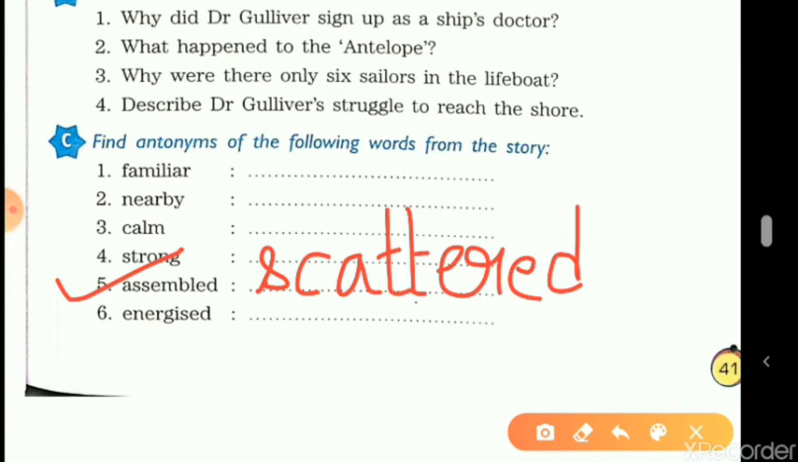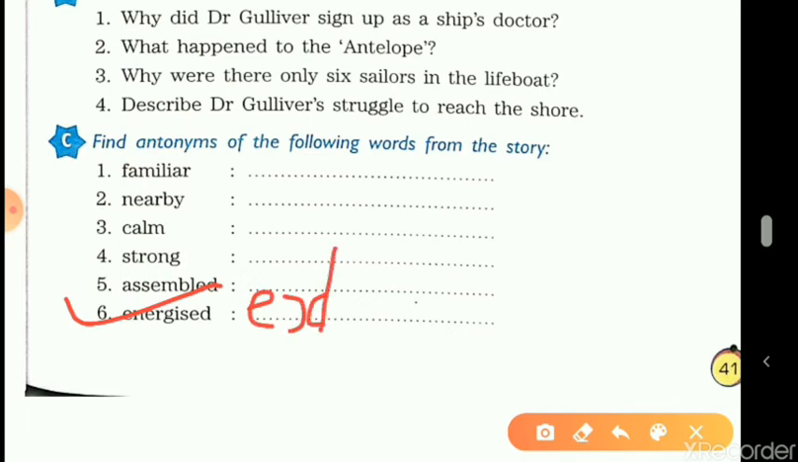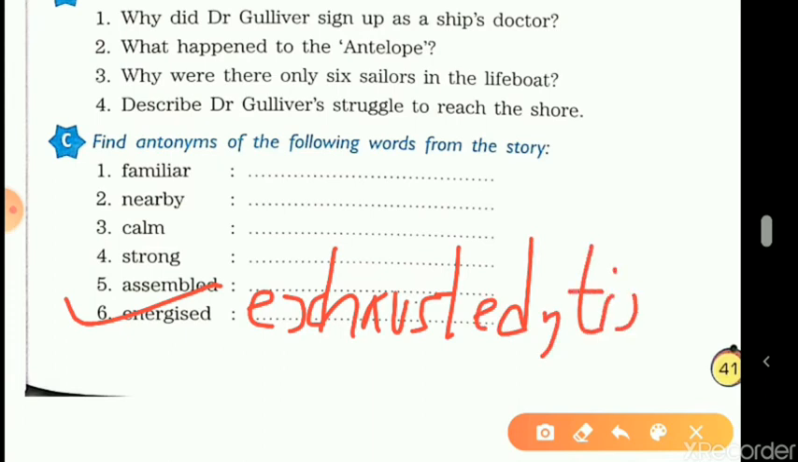That is scattered. Now, the sixth word is energized, means full of energy. And the antonym of energized is exhausted, tired. Exhausted, tired, and you can also write weakened. These are the antonyms of energized.